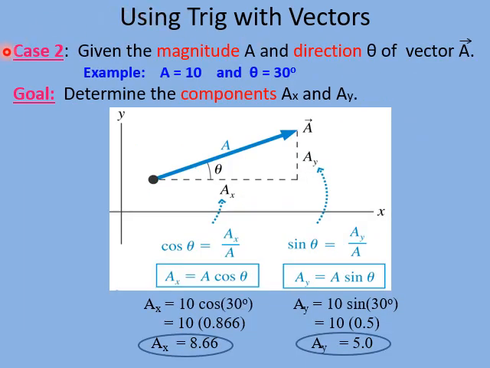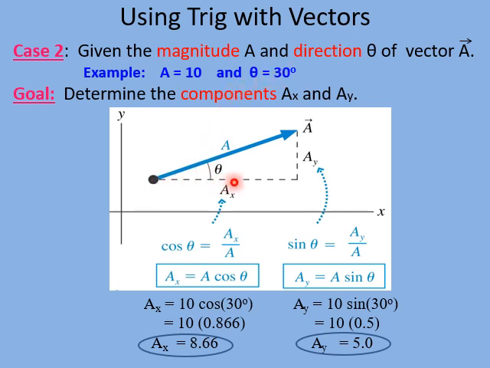So here's case 2. Here's another example of using trig with vectors. Our second case here, let's suppose this time we're given the magnitude of a, and we're given the direction theta of the vector a, and we want to try to find the components of the vector. So in our example here, let's say a is 10. That's the magnitude of a. Remember, that's the length here of the hypotenuse is 10. And this angle theta down here is given to us as 30.